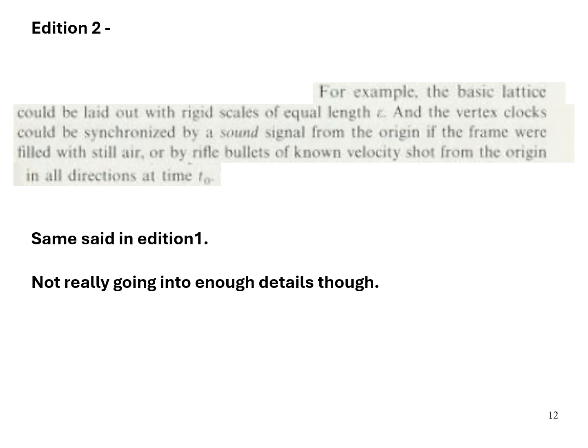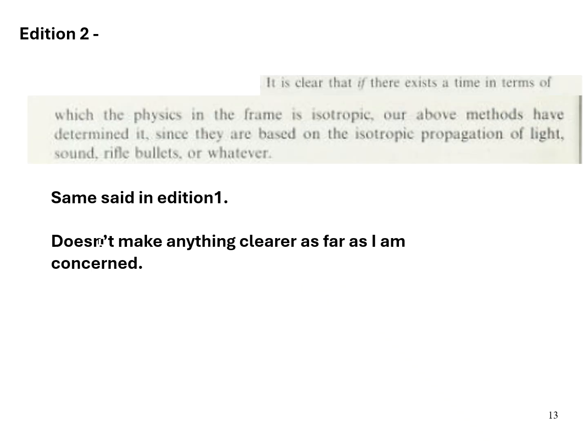So edition 2 continues. For example, the basic lattice could be laid out with rigid scales of equal length epsilon, and the vertex clocks could be synchronized by a sound signal from the origin if the frame were filled with still air, or by rifle bullets of known velocity shot from the origin in all directions at time t subscript 0. Same thing as it said in edition 1, but he's not really going into enough details here. It just doesn't make much sense.